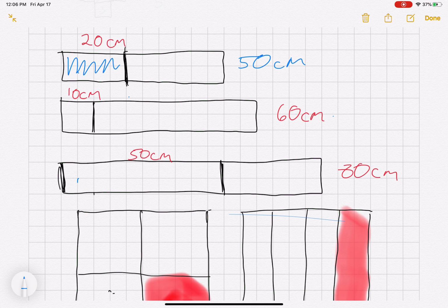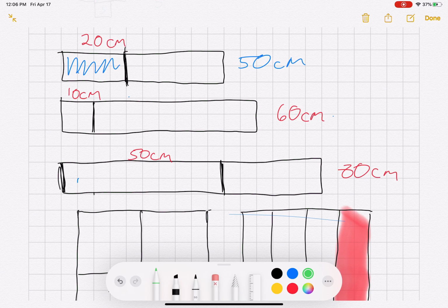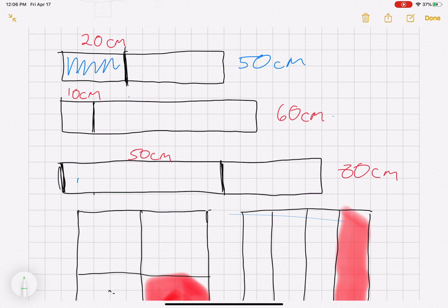So usually I would ask you, what fraction of this fraction strip is shaded. So what I've done is I've measured it out by each square being 5 centimeters. So I have that's 10, 20, 30, 40, and then obviously 50 at the end here.